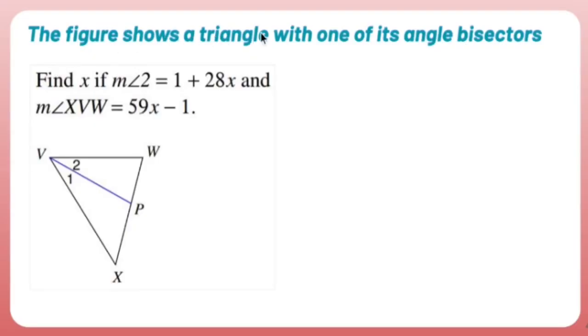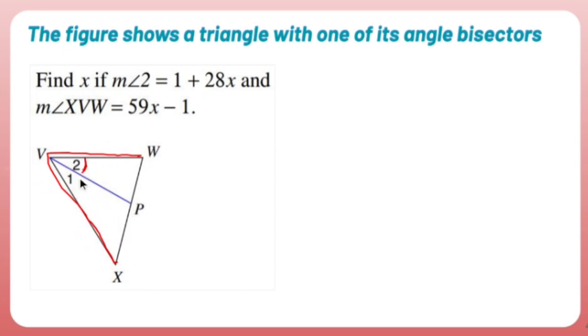The figure shows a triangle with one of its angle bisectors. Find x if the measure of angle 2 equals 1 plus 28x, and the measure of angle XVW is 59x minus 1. All right, this is angle 2, right there, and that's 1 plus 28x. XVW is this whole angle here, as I very poorly drew, but there it is.